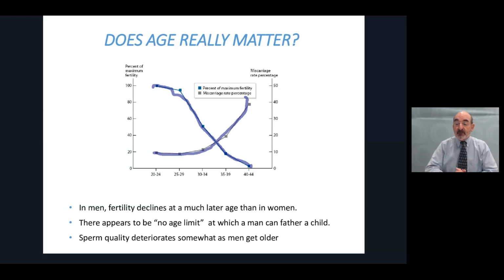In men, fertility declines occur much later and are much more subtle. Probably declines in male fertility really begin significantly in the mid to late 40s and early 50s, but there appears to be no age limit for men to father children. We do note, however, that with increasing age, men's sperm quality does have some small changes, especially in the morphology or the shape of the sperm and motility, and this may lead to a longer time to conception for couples.